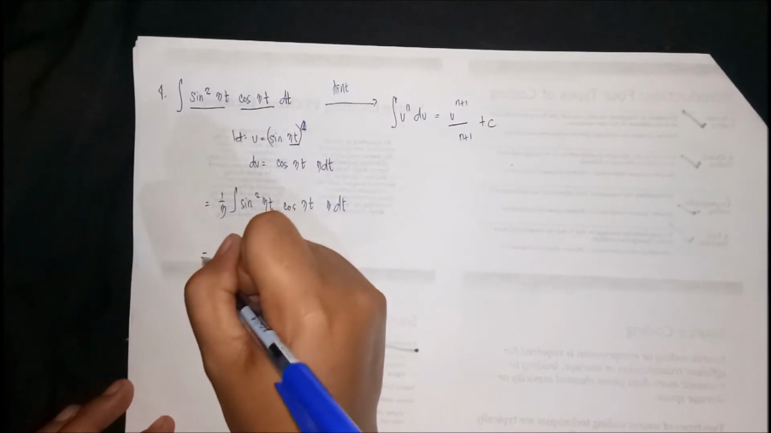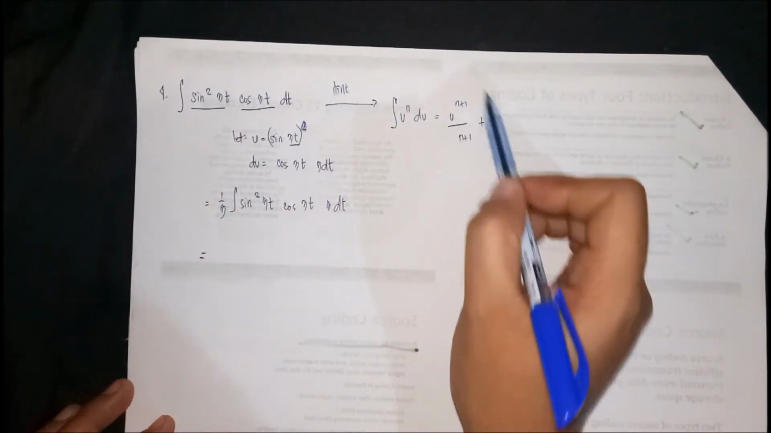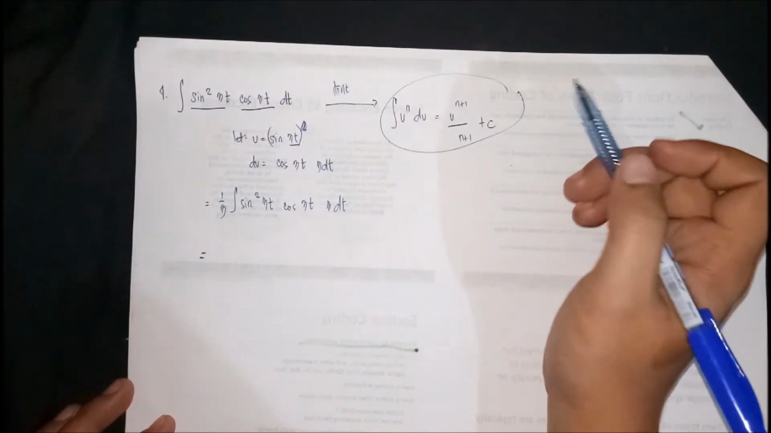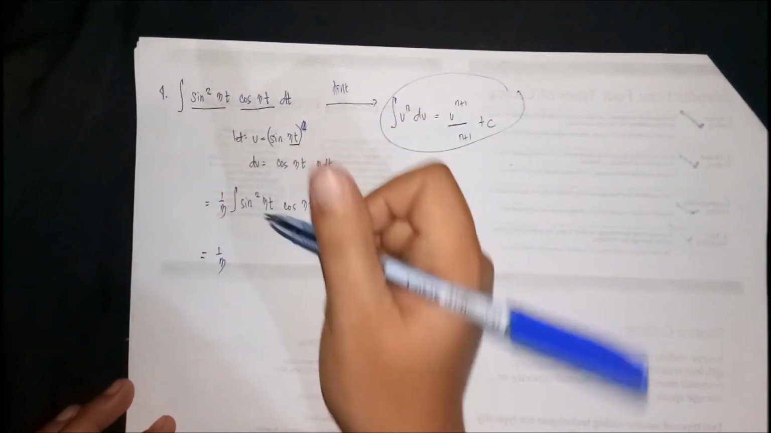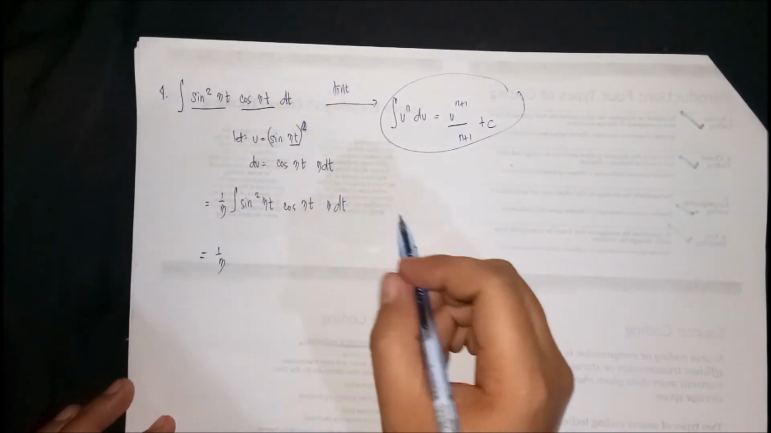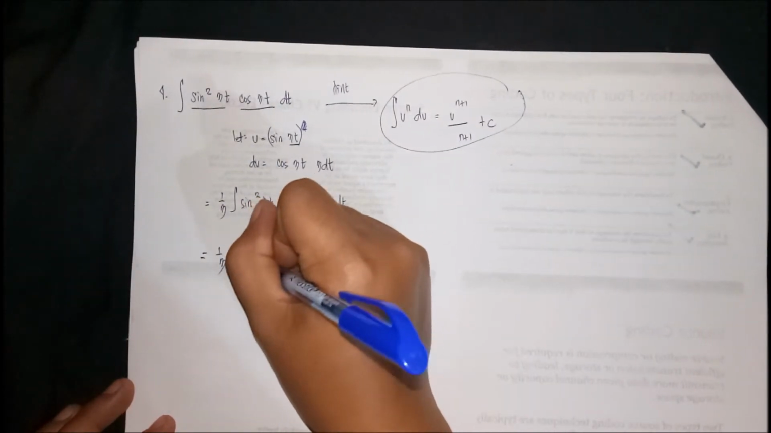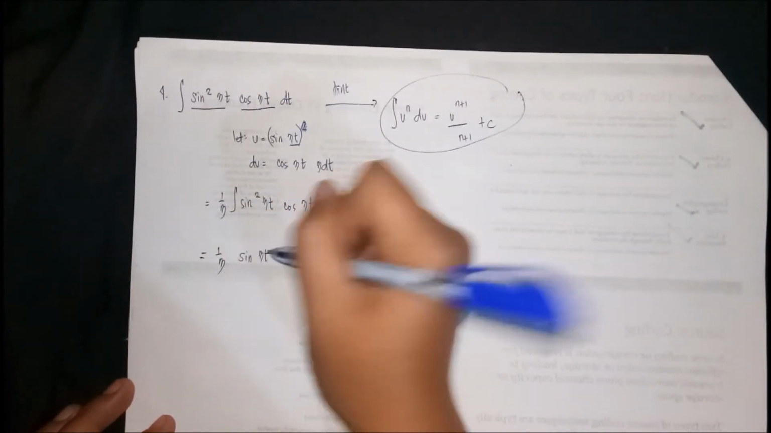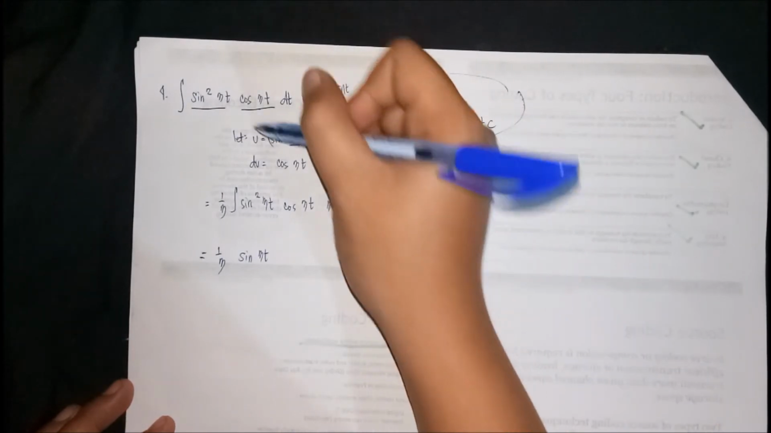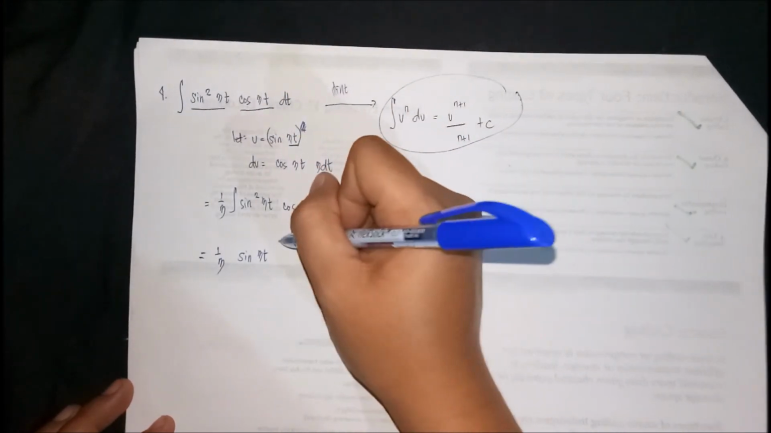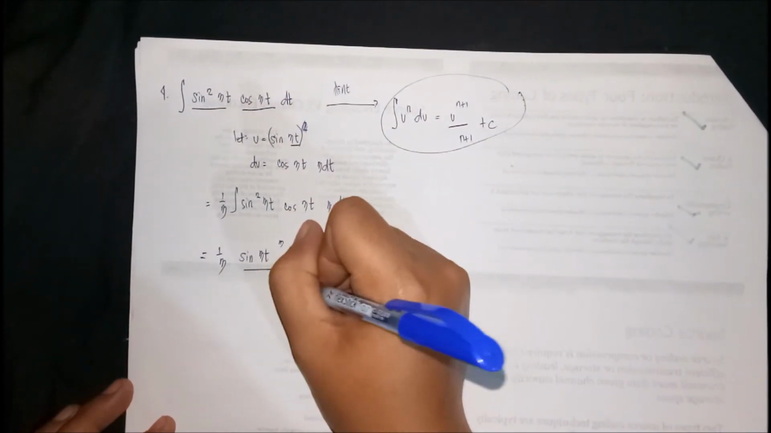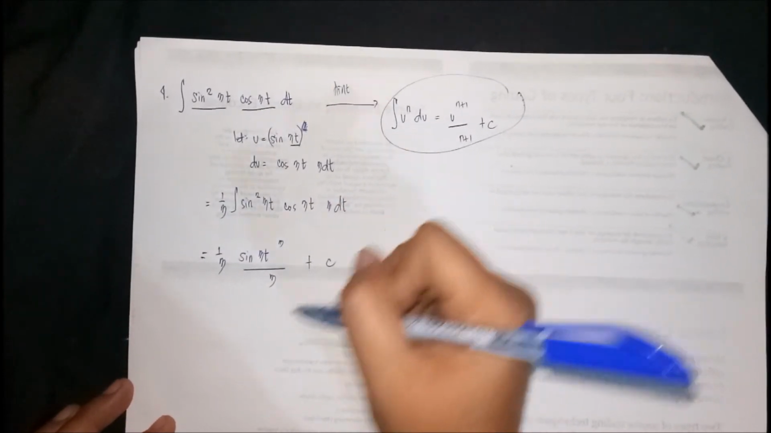And since ngayon, kapag sinulat ko siya na ganito, pasok na siya dito sa ating power formula, pwede ko na siyang i-apply. So, I would have here 1/3. Sulat ko na itong constant. Yung u natin, class, is, ano yung u? This one. Sine 3t. Yung n natin is 2. So, we have here 3 over 3 plus c.